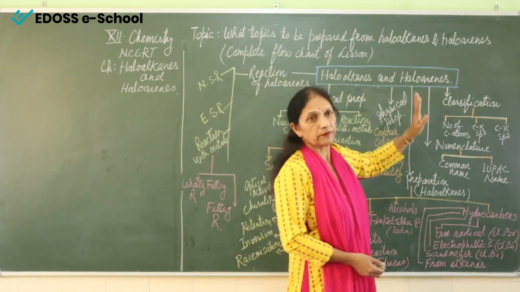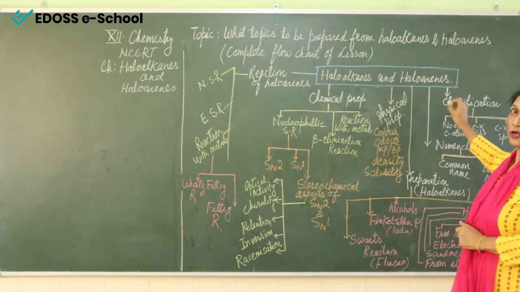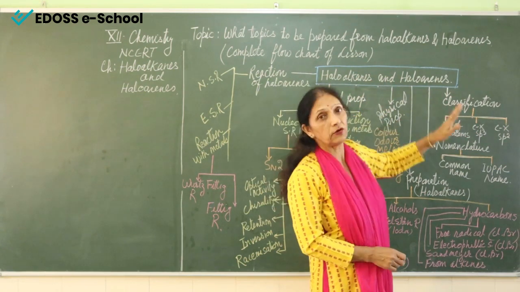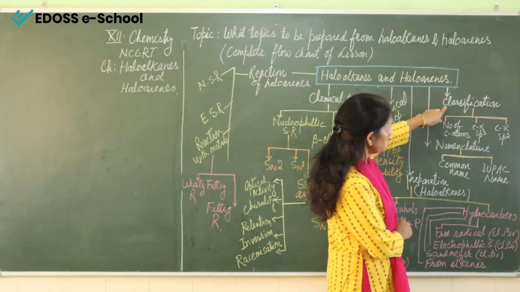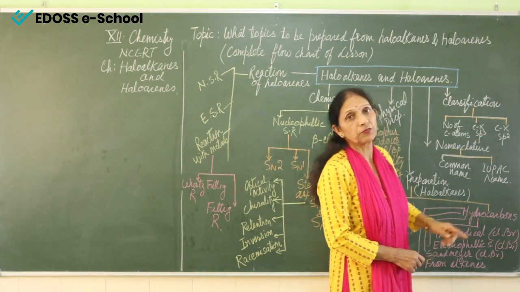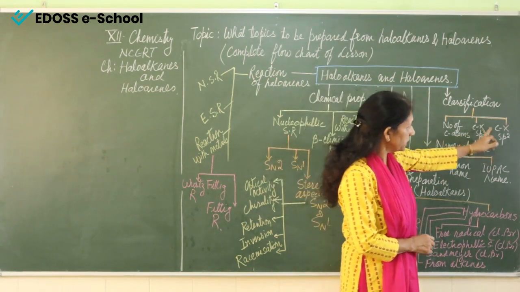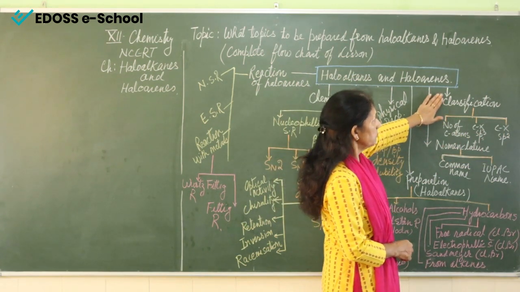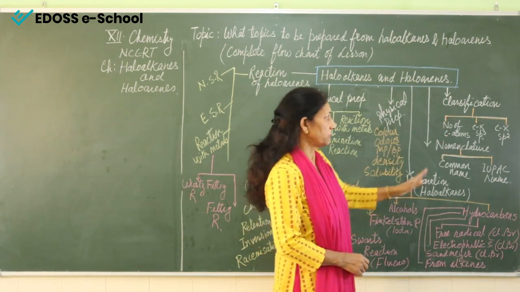And the first topic of this lesson that is very important is classification. Now see here, this is classification of haloalkanes and haloarenes. This is on the basis of 3 types. First type is related to number of halogen atoms. Second is related to the C-X bond if it is sp3 hybridized, and the C-X bond if it is sp2 hybridized. So this is the classification of haloalkanes and haloarenes. That is our first topic.